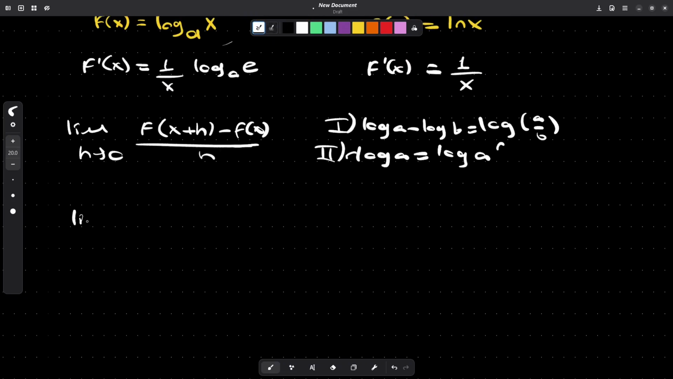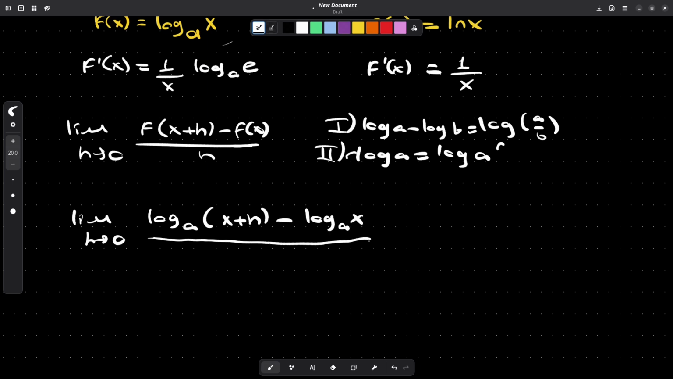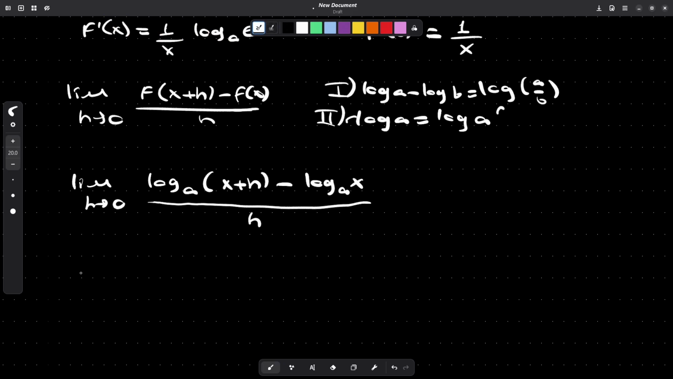Let's start using the limit definition. As h approaches 0, f(x plus h), we have log base a of x plus h, minus log base a of x, over h. I want to keep the 1 over h out. So 1 over h multiplied with the log.